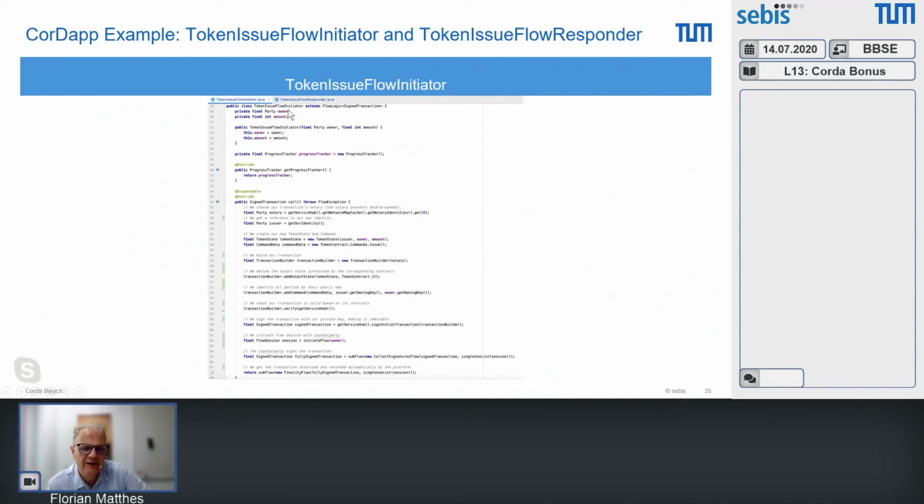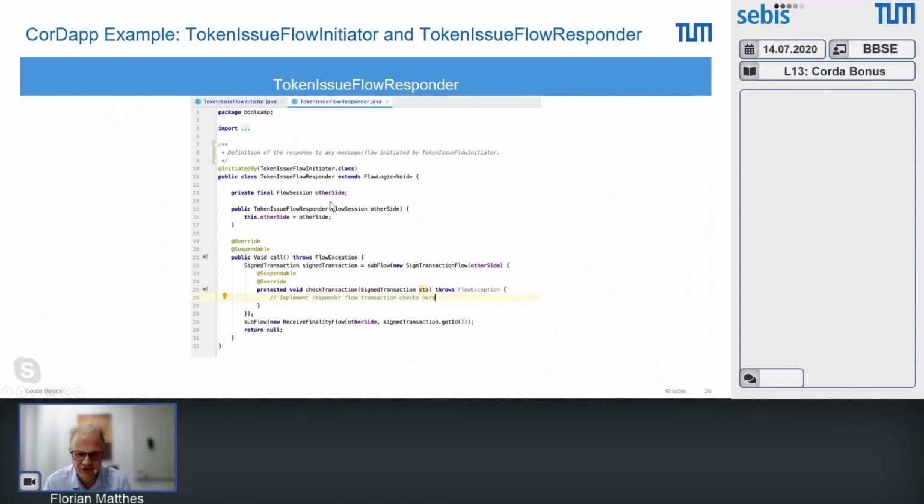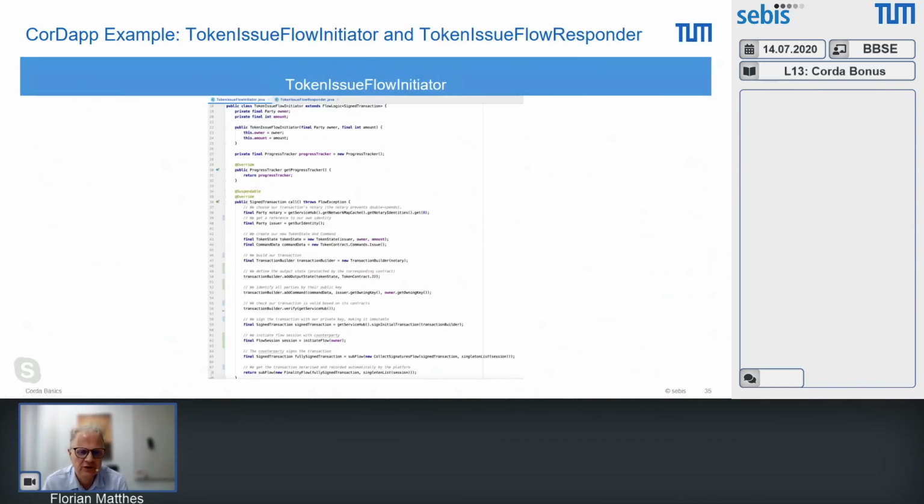Now we would define the call method, and the call method has to have a result type which matches the flow logic. So in our case, it will return a signed transaction. Flows can return different things, and depending on what they return, we define the type here. And again, they can also throw a flow exception if anything goes wrong. And these are checked exceptions also in Kotlin, like in Java.